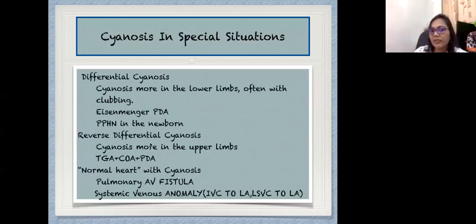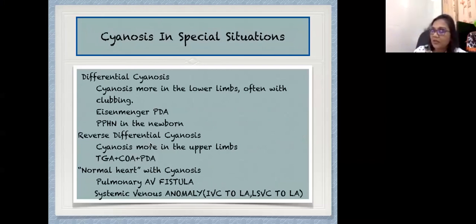I would also like to mention some special situations regarding cyanosis. Differential cyanosis is cyanosis more in the lower limbs, often with clubbing also. It is a classic feature of PDA with Eisenmenger, that is, PDA where the pulmonary vascular resistance is so high that it has resulted in right to left shunting. It could also be seen in persistent pulmonary hypertension in the newborn, where the PDA shunts right to left. Reverse differential cyanosis is cyanosis more in the upper limbs. It is a classic feature of TGA with coarctation and PDA.